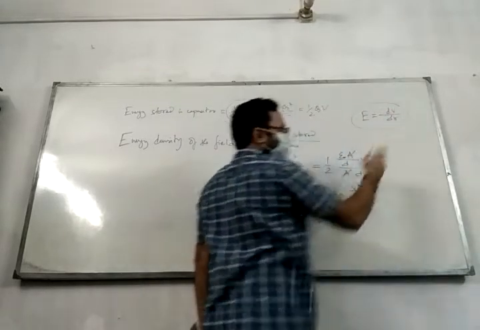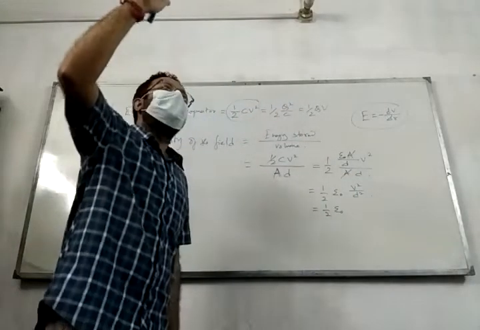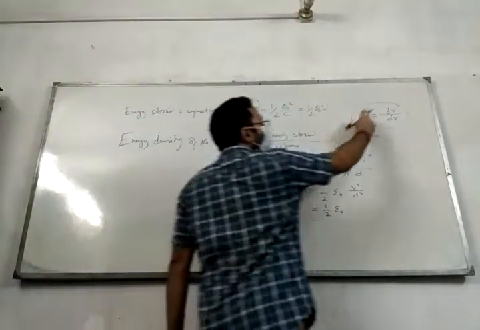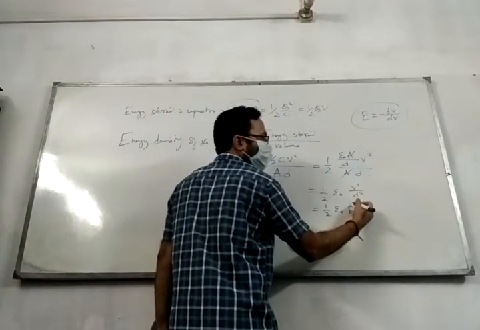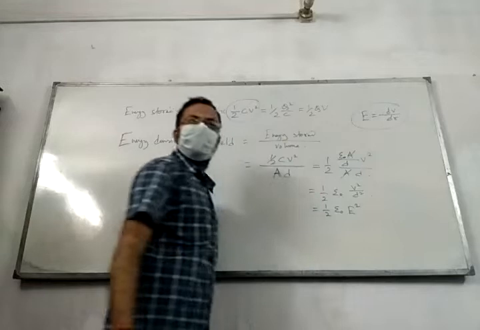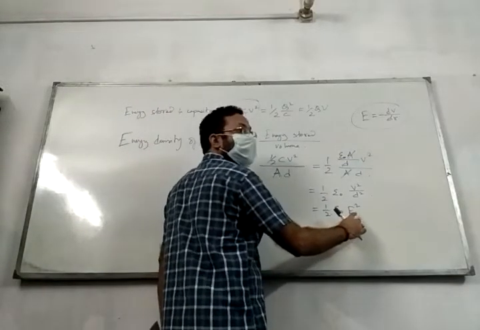dr is the distance between the plates. V is the potential difference. So if E is equal to dV by dr, then obviously V by D will give you the electric field. Is that clear? So it will be half epsilon naught into E square.